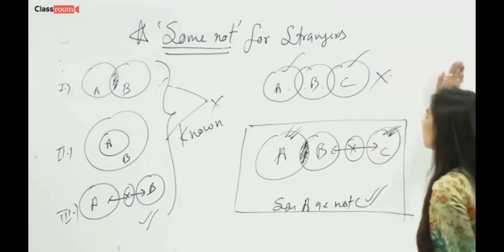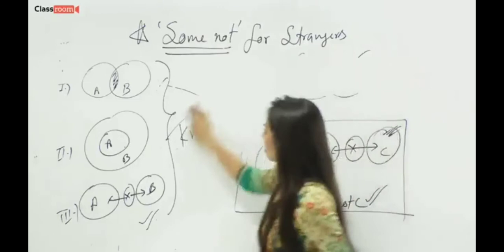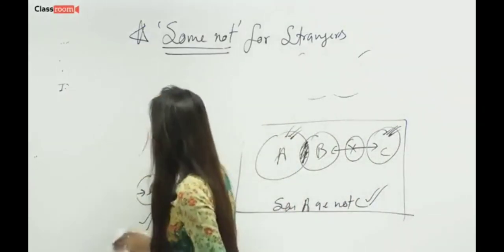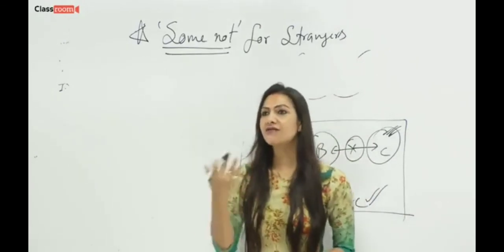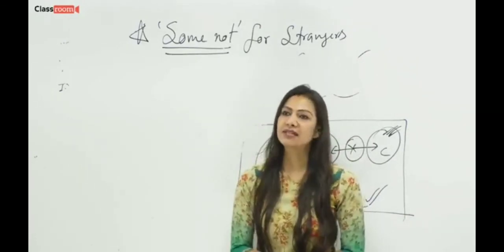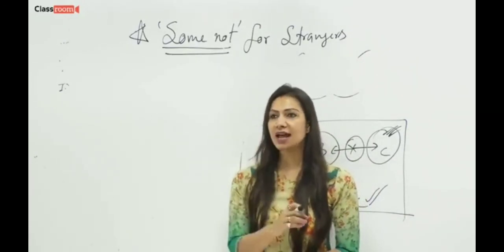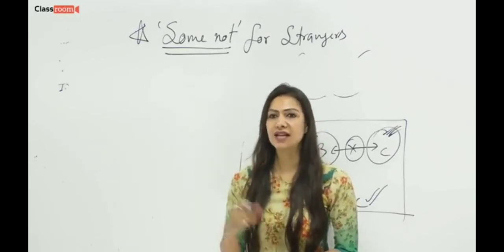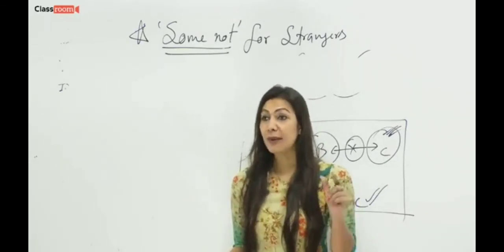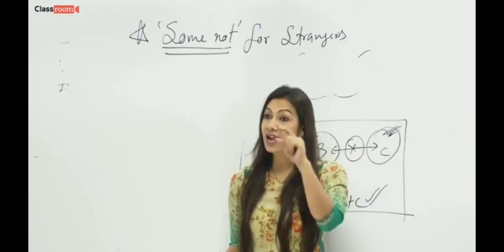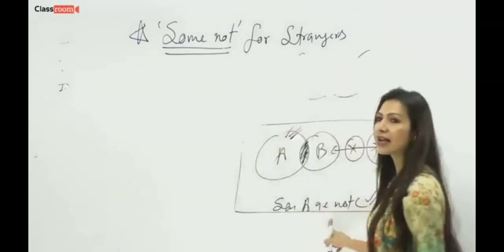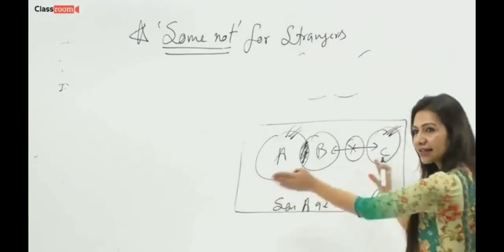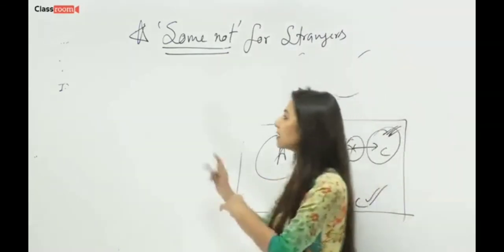So let me tell you something extra that will help you. You know, student, the conversion of some A are C, that is some C are A, is correct. Either I am saying some A are C or I am saying some C are A, both are correct. But some A are not C and some C are not A, there is a great difference. Because you are talking about some not, I will explain this part separately once again. But before this, let's focus here.